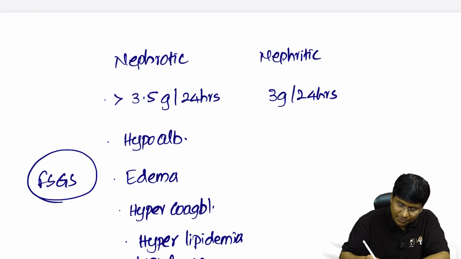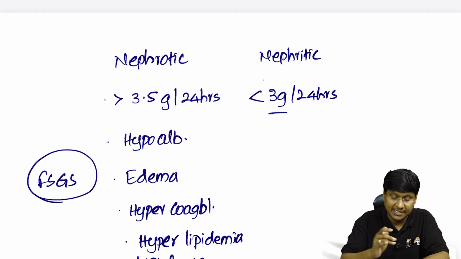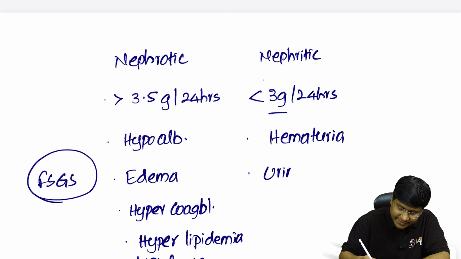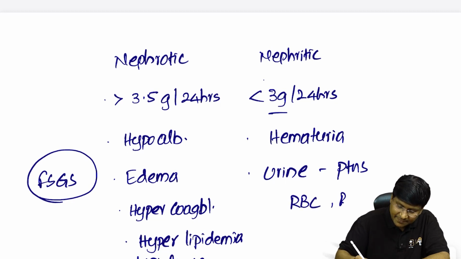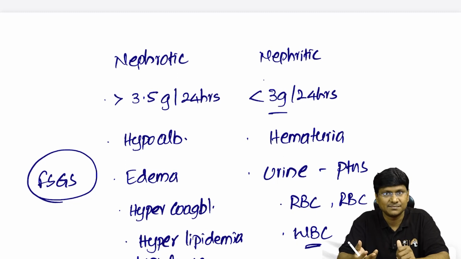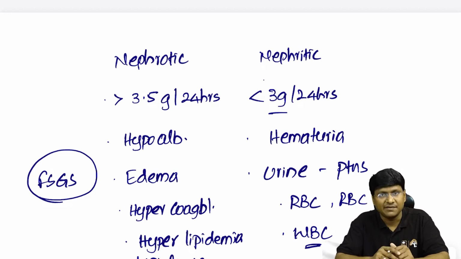Whereas in nephritic syndrome, the proteinuria will be around 3 grams or less than 3 grams per 24 hours. And in nephritic syndrome, they will definitely have hematuria. And when you do a urine examination, it will show the presence of proteins. Urine examination will show the presence of RBCs as well as RBC casts. And the urine examination will also show the presence of WBCs as well as WBC casts, right? That is what you see in nephritic syndrome.